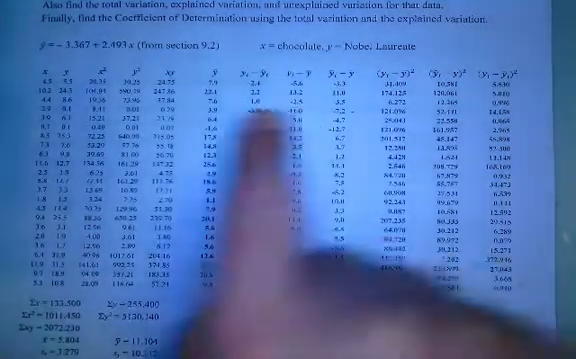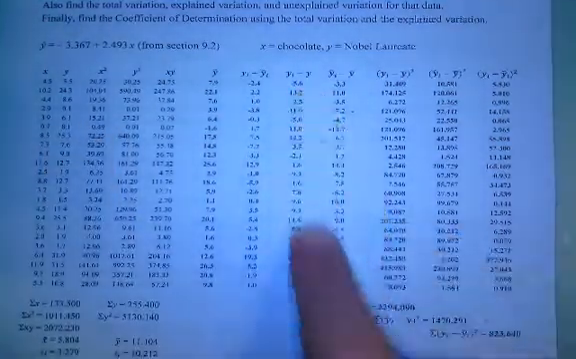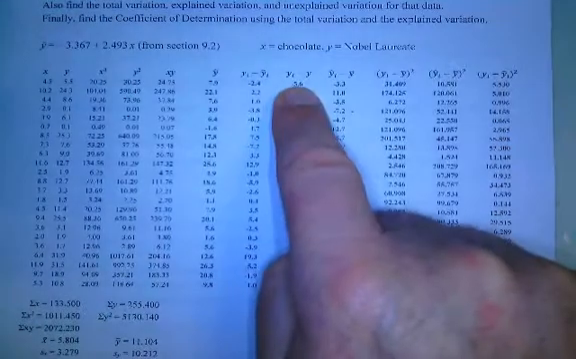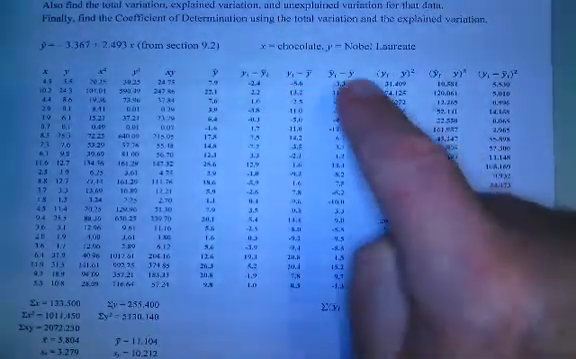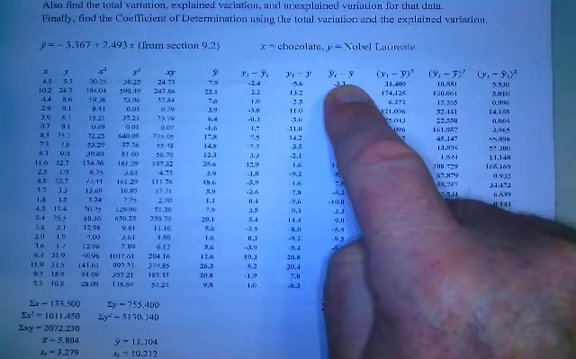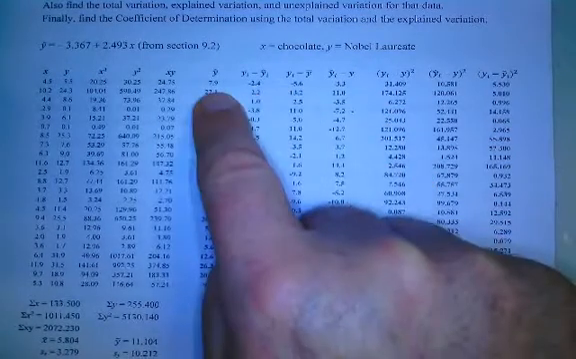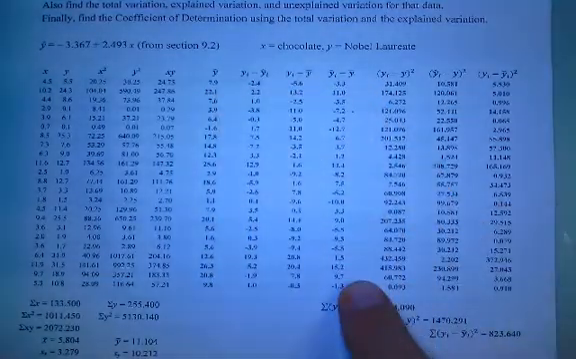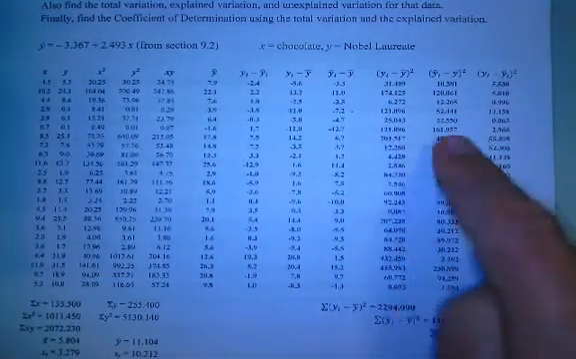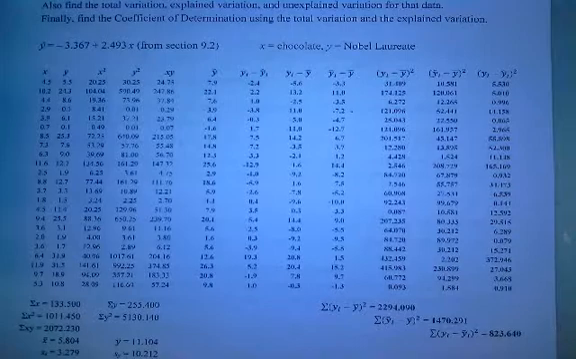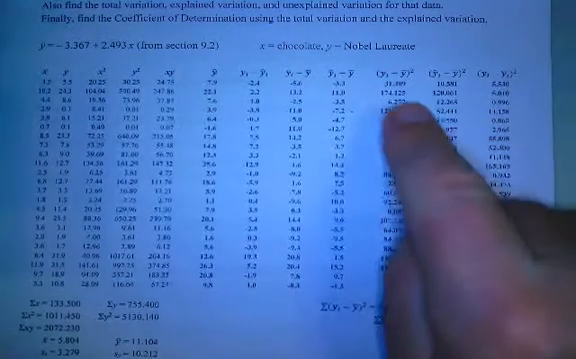Then we have our Y values subtract the means. So these are all differences from the means. And then this is how far the predicted values, the Y hats, are from the means. And then these last three columns are the squares of those things.